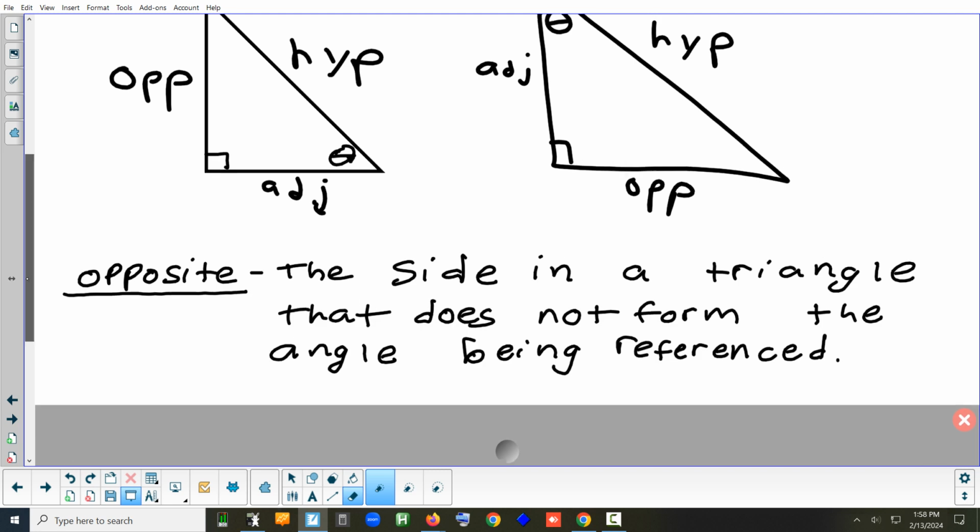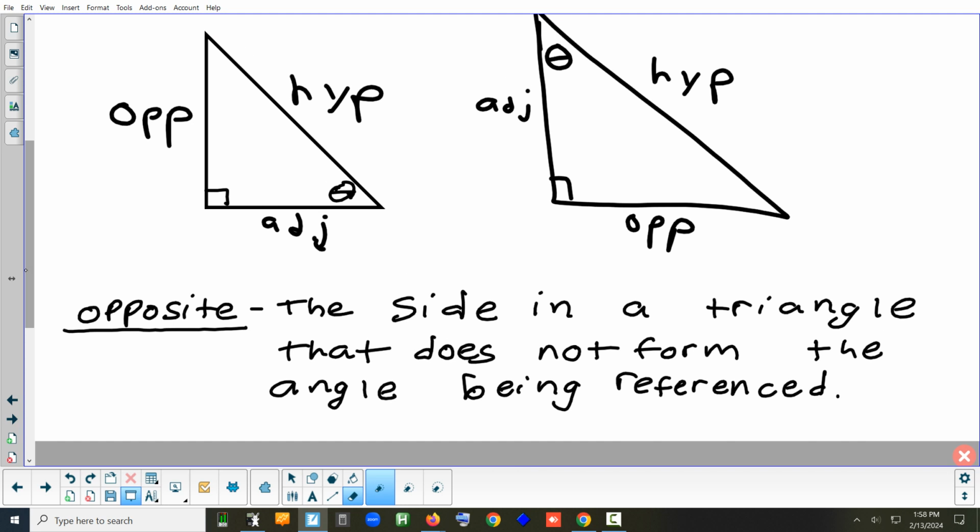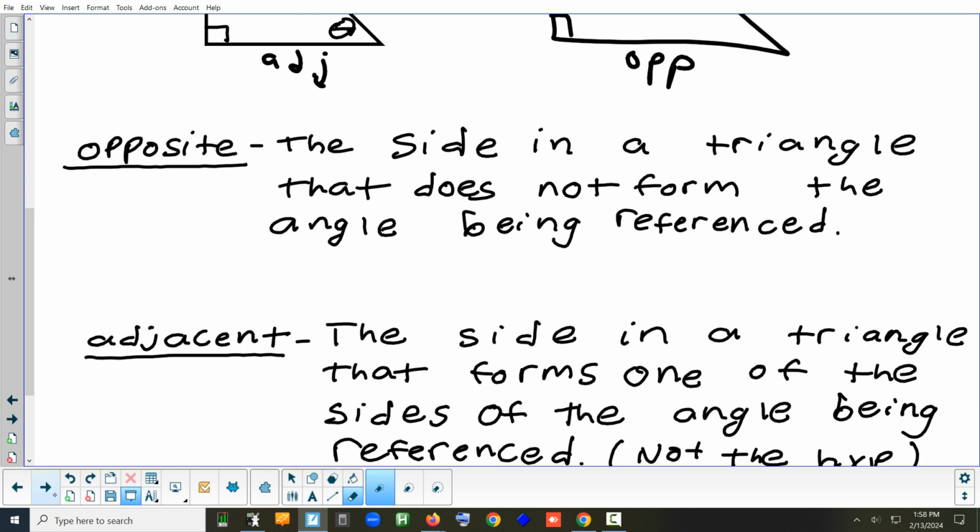So opposite, as I said before, is the side in the triangle that is not part of the angle at all. It's the side that's farthest away from it. If you erase it, it doesn't affect the angle. Versus adjacent, that's the side in the triangle that is one of the sides of your angle. If you erase it, you don't have an angle anymore. And the hypotenuse, that's the easy one. That's the side that's always across from the 90.